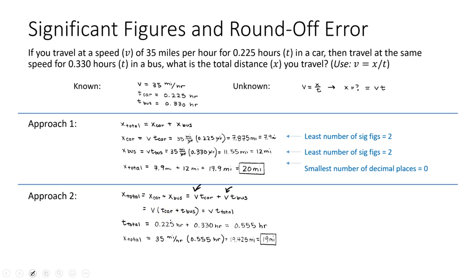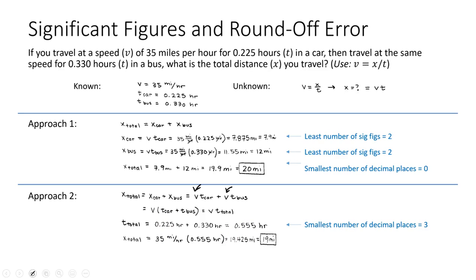So this gives me a way to do fewer calculations. So all I have to do is calculate the total time I spent traveling. So I add those two times together. They both have 3 decimal places. And so my final answer should also have 3 decimal places. So I would have 0.555 hours for my total time.